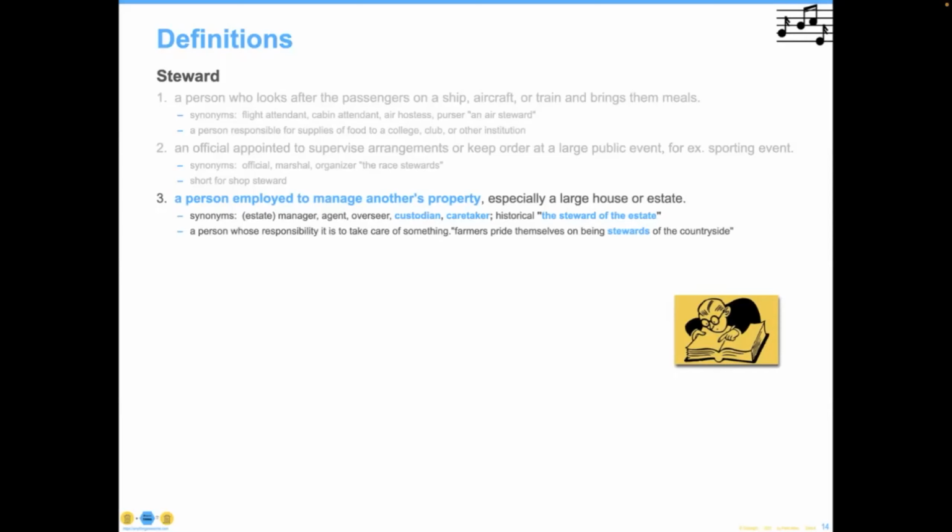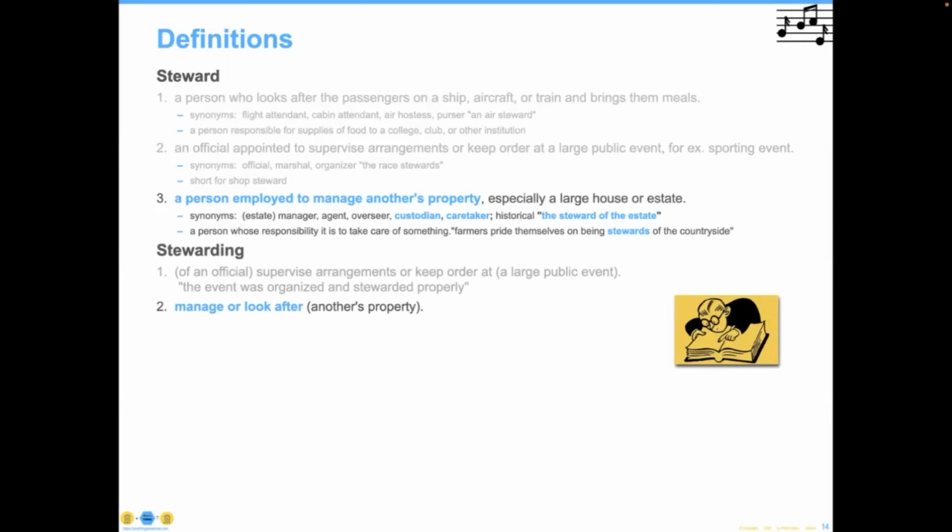They have specific references here to a large house or an estate, but people take care of things. Again, the second example there, a person whose responsibility is to take care of something. Farmers pride themselves on being stewards of the countryside. Stewarding, therefore, we're not going to look at this definition of organize something around that, but to manage or look after, particularly a property related aspect of it. So there's a value component and an ownership component of it here.